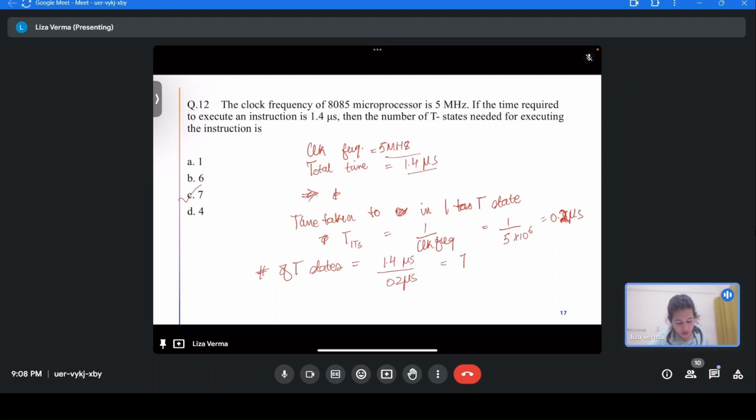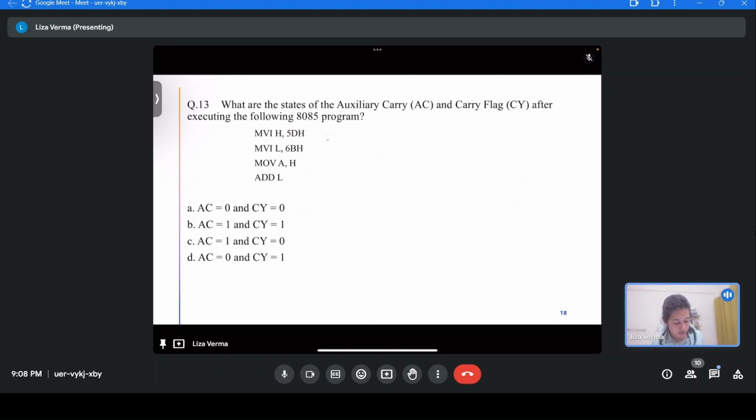So what are the states of auxiliary carry and carry flag after executing this program? Let's see what this instruction will do. MVI H, 5D: it will load H with 5D. Then next is MVI L, 6BH, which means L will get 6B.